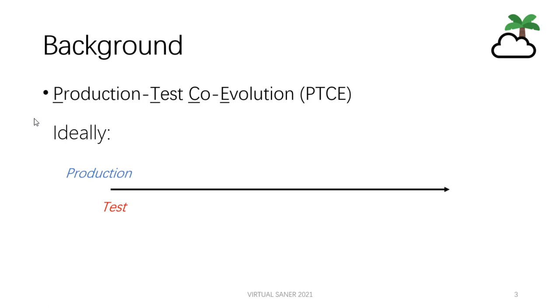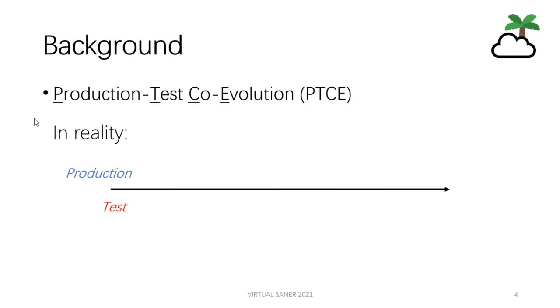Modern software production keeps evolving, as does its test code. Ideally, we may expect the test code to keep pace with the production code, as shown in the figure. In such a case, the test code can always validate the newest change in the production code, and thus stay effective.